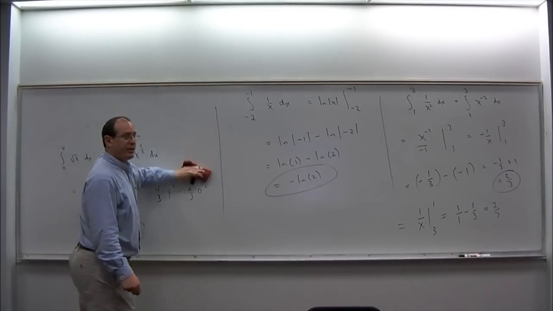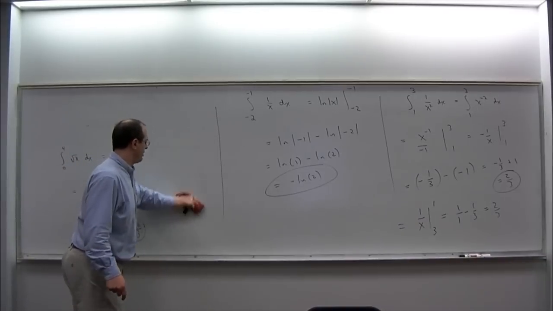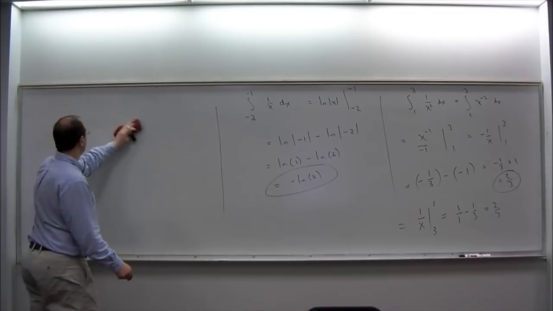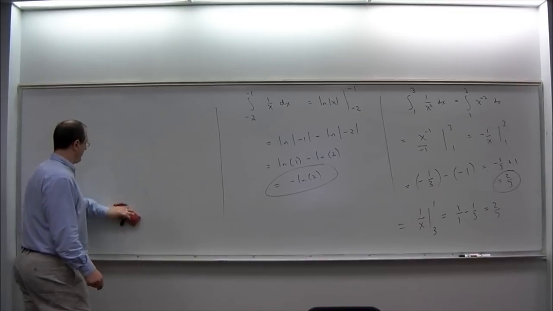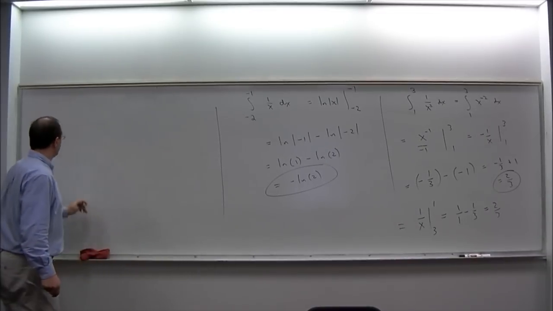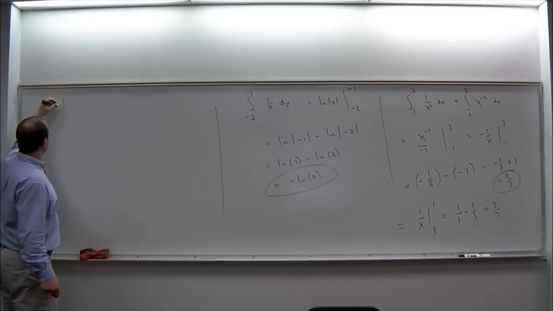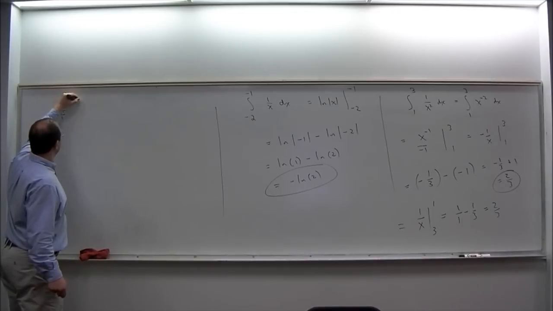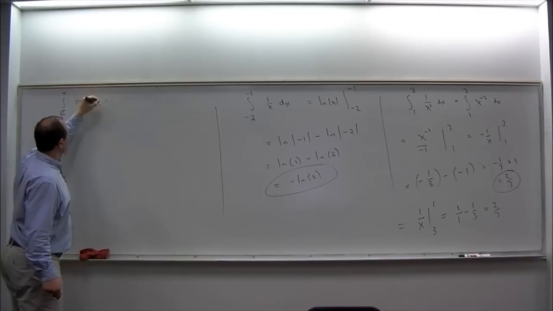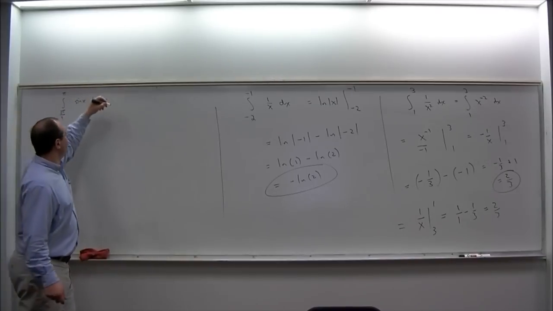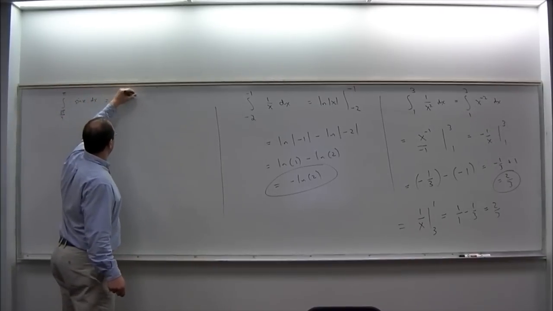I'm going to look at another example now where we're going to want to do that. There would be even more negative signs. Let's look at the integral from 3 pi over 4 to pi of sine x dx. So the antiderivative of sine is negative cosine x.